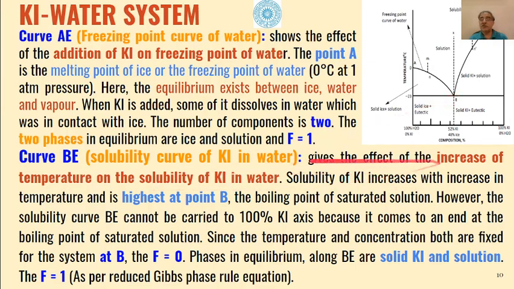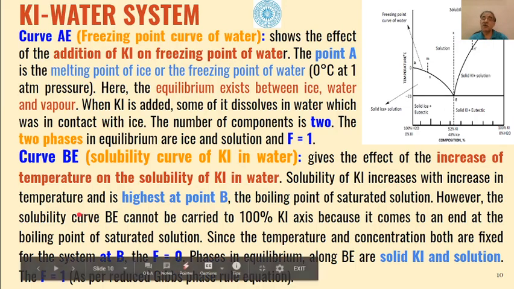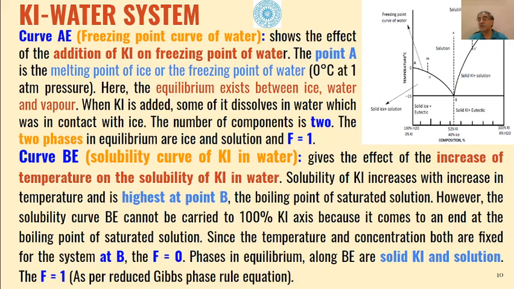As I've told you, curve BE gives us the effect of increasing temperature on the solubility of potassium iodide in water, and the solubility of KI increases with increase in temperature and is highest at point B. So if we move from point B to E, the solubility decreases. If we move from E to B, the solubility goes on increasing with the rising temperature.